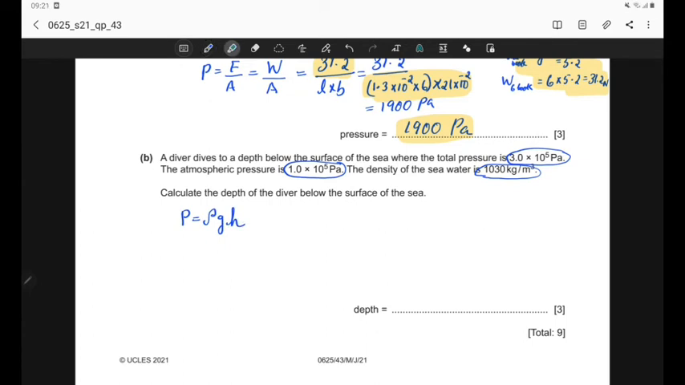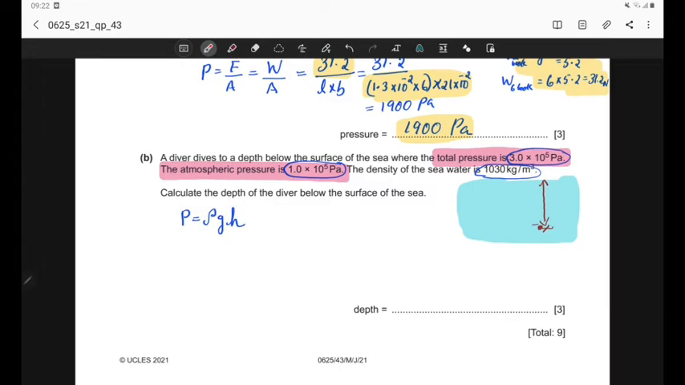So the diver dives below the surface of the sea. So when we consider the sea, at a particular depth below the surface of the sea, the diver stays at this position where the total pressure is given. This is very important, that in the question the total pressure at this depth is given, that is 3 into 10 to the power 5. But out of this total pressure, the atmospheric pressure is 1 into 10 to the power 5. So the remaining pressure will be the pressure due to the seawater.